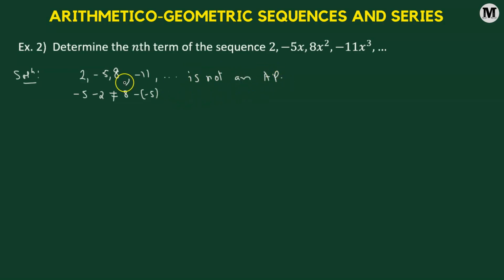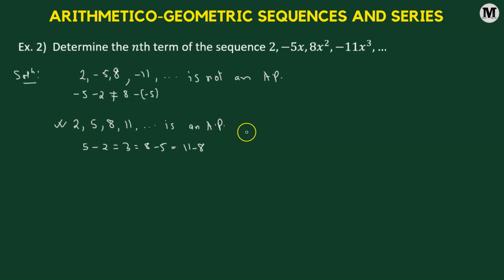So that means we have to consider some other alternative. Let's say we drop the negative sign, so we only consider the positive values. So we have 2, 5, 8, 11. Now, is this an arithmetic progression? Yes, it is, because if we take the difference between the second term and the first term, 5 minus 2, that equals 3. This is also equal to 8 minus 5, which is also equal to 11 minus 8. So we have obtained an arithmetic progression.